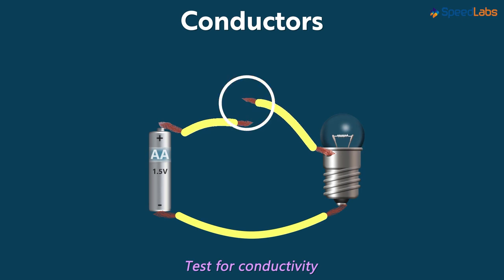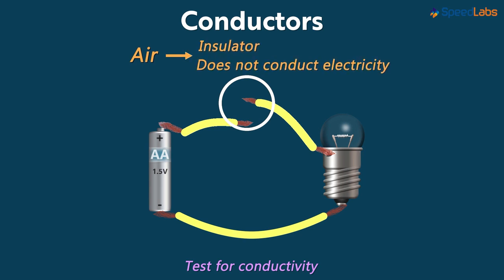Now at this point, I want you to notice one thing. Look at this region. There is nothing present in this region that can transfer the electrical energy from one side to the other. But there is air in this region. So what can you infer from this? This tells us that air is an insulator. It does not conduct electricity.